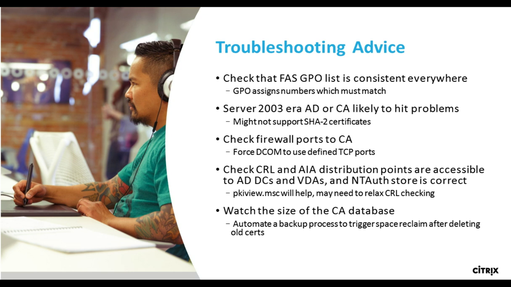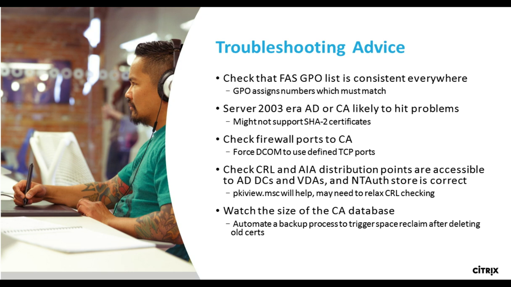Checking things like firewall ports to the CA, that's usually pretty important as well. It seems relatively common that we bump into challenges there. Things like your CRLs and your AIA distribution points, really make sure that those are accessible to Active Directory controllers and the VDAs, and that the NT-auth store is correct. There's a tool that will help you to see those issues as you run into them. You can use PKI View to assist there, but that's kind of your friend when it comes to configuring some of the CRLs.